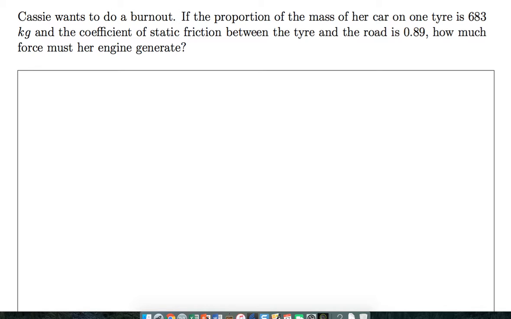So that will be the static friction because the tyres are not spinning relative to the road, but she wants them to be. So the static friction is 0.89. So the frictional force that's applied is just going to be F frictional, F frict, equals mu, the coefficient of friction, times the normal force.